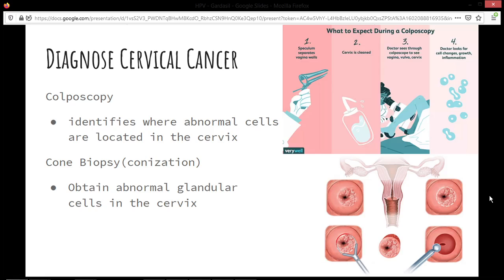If cervical cancer is suspected, there are further tests for diagnosis. Diagnosis requires a colposcopy, and a cone biopsy is performed to remove the precancerous or cancerous cells. Colposcopy identifies where abnormal cells are located in the cervix, and a cone biopsy removes a cone-shaped piece of tissue from the cervix, so you can obtain deeper layers of cervical cells for testing.